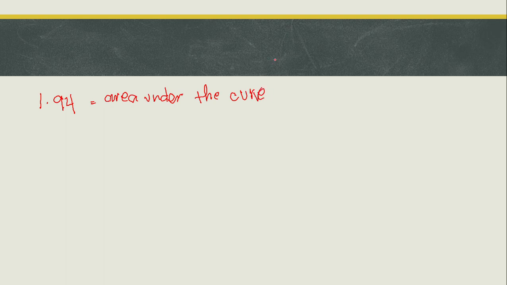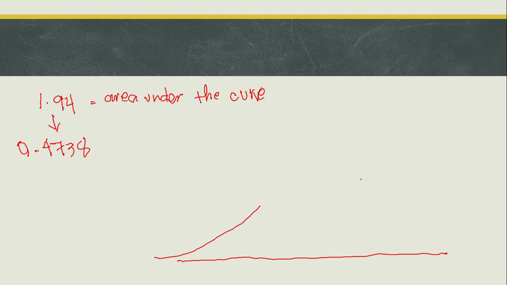Yung nakuha natin kanina, yung 1.94, which is using the table a while ago, this is 0.4738. Drawing ko ha. Normal curve. Ano yung mean natin? 19. Nandito yung positive, nandito yung negative. So, assuming nasa right tail siya, kasi greater than daw, which is yung 20, yan siya. O, ano yung area na yan?